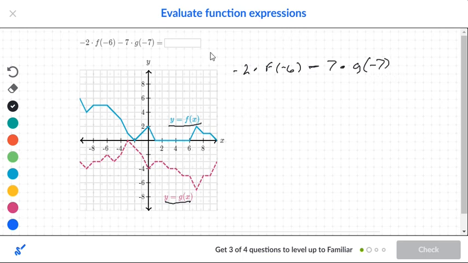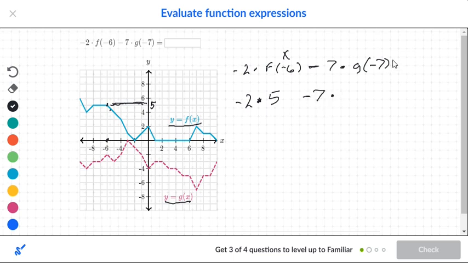So remember, this is the x. So negative 6 on the x is right there. So now we want to go to the blue, so we want to go up here. And if you go across, this ends up at 5. So if we move this across, that ends up at 5 there. So this is going to be a negative 2 times 5.